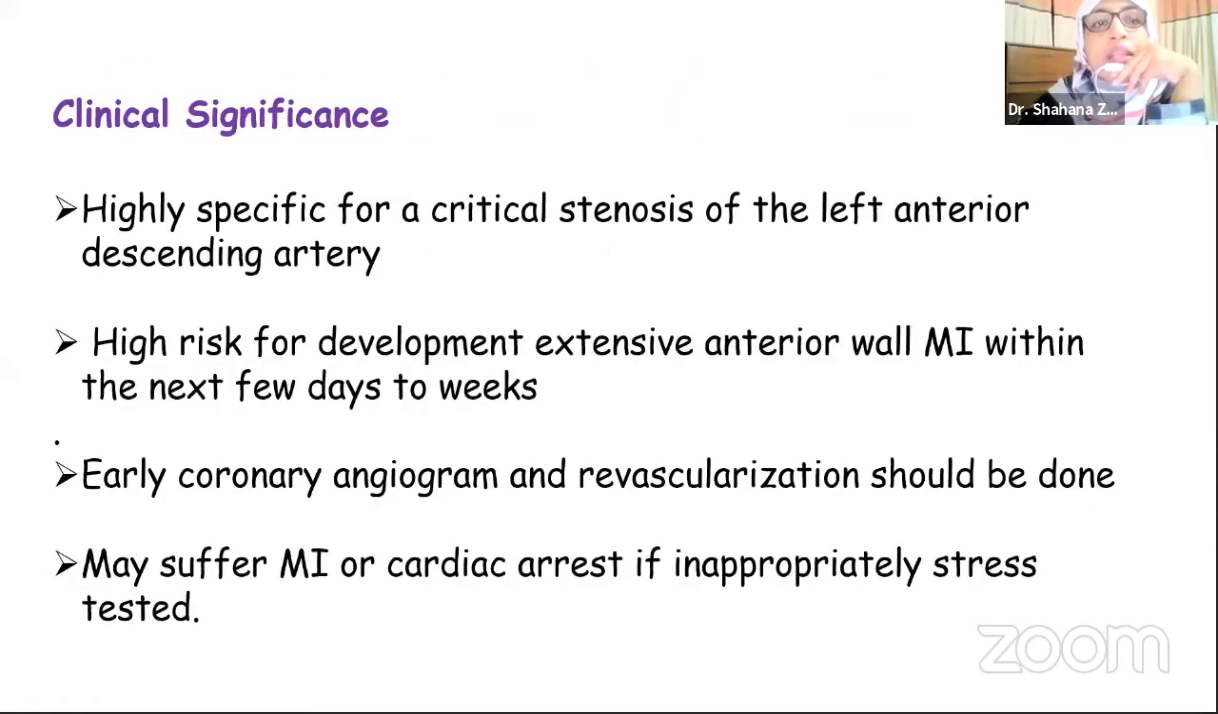What is the clinical significance of this ECG? It is highly specific for a critical stenosis of the left anterior descending artery. It is a high risk for the development of extensive anterior wall myocardial infarction within the next few days to weeks. Early coronary angiogram and revascularization should be done. The patient may suffer from myocardial infarction or cardiac arrest if any stress test is attempted.